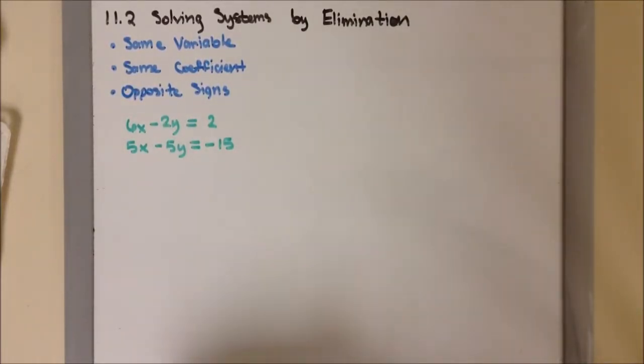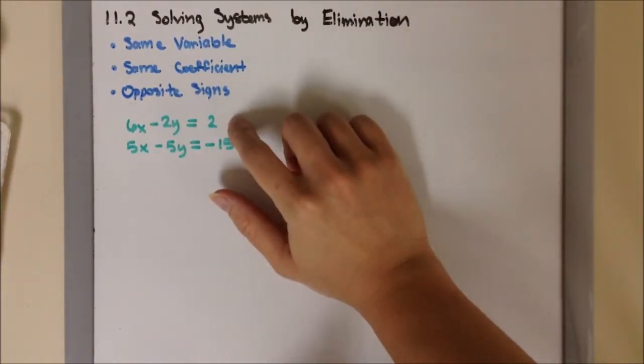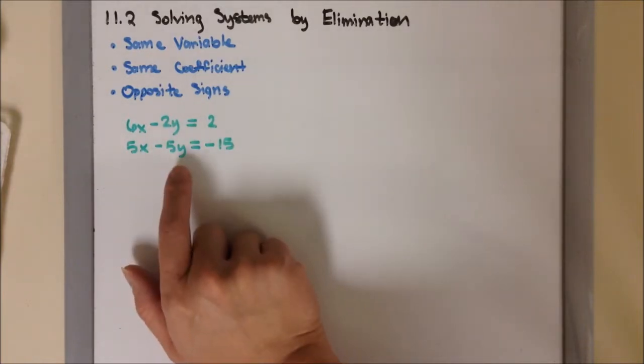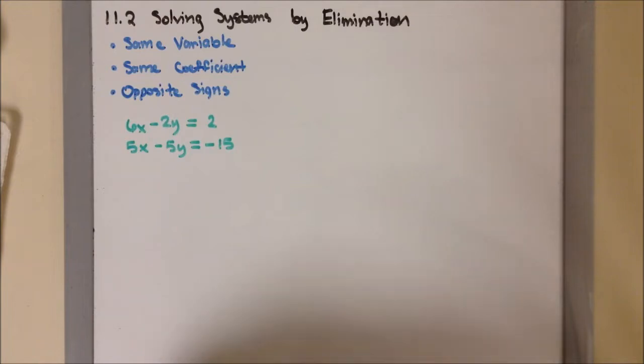In this third example, my first equation is 6x minus 2y equals 2. My second equation is 5x minus 5y equals negative 15. If I look at my x's and my y's, they do not have the same coefficient, nor do they have opposite sign. So, in order to have the same coefficient but opposite sign, I'm going to multiply both equations. So it's going to be similar to the last example, but this time I'm going to do it to both equations.